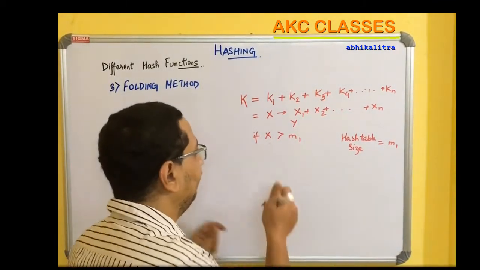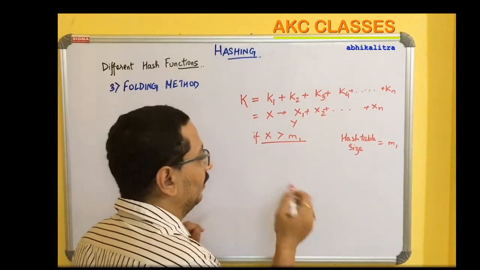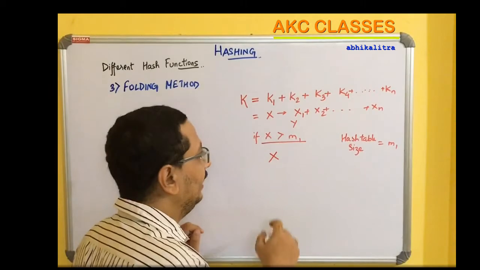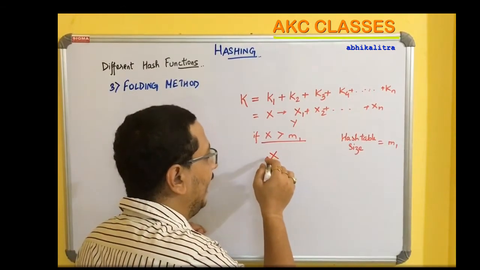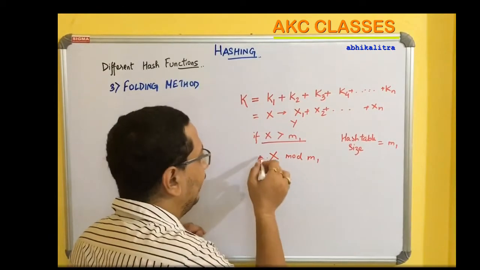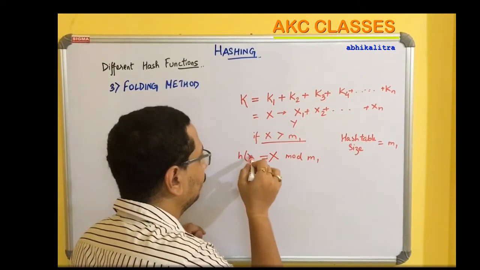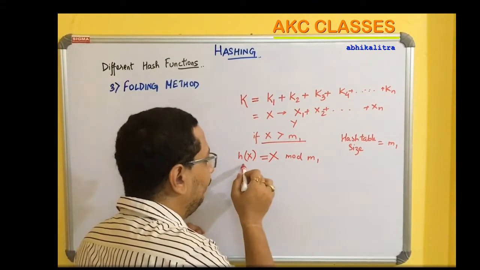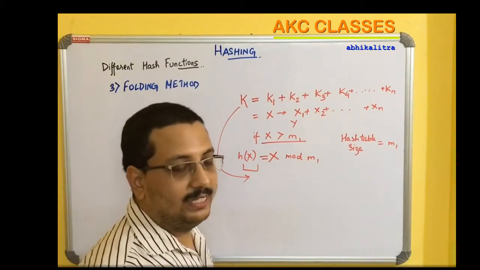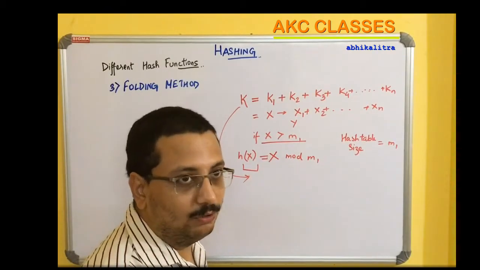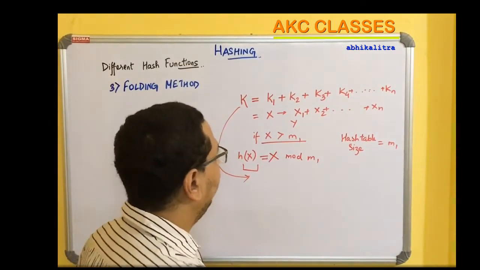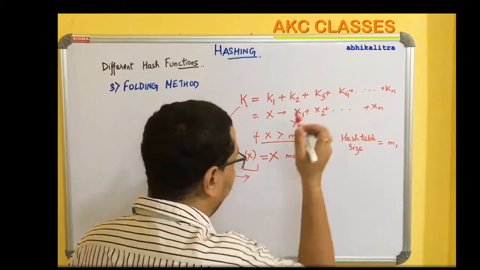So another method is, if x is greater than m1, then we apply the division method, right? Then what we do is we divide x by the hash table size and obtain the remainder. The remainder that we obtain is the index location where we are going to store the key k. So it depends which method you are going to follow. The folding method has several different variations, and in this chopping also there is a kind of variation.